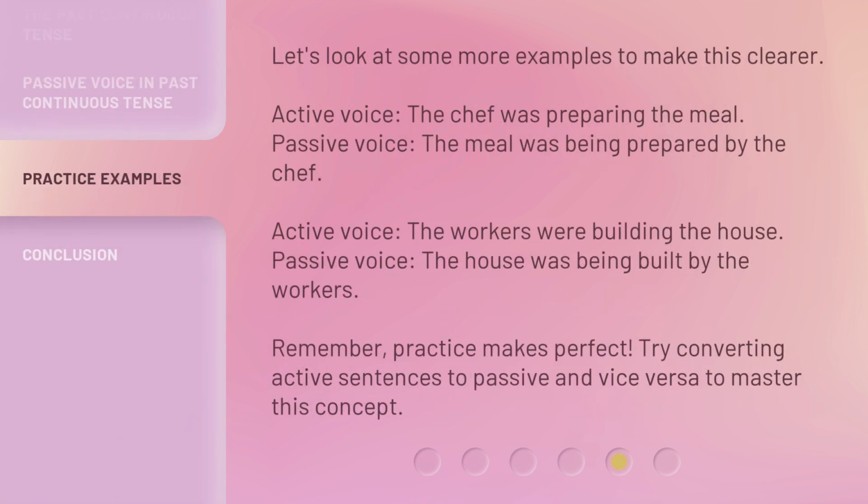Let's look at some more examples to make this clearer. Active voice: the chef was preparing the meal. Passive voice: the meal was being prepared by the chef. Active voice: the workers were building the house. Passive voice: the house was being built by the workers. Remember, practice makes perfect. Try converting active sentences to passive and vice versa to master this concept.